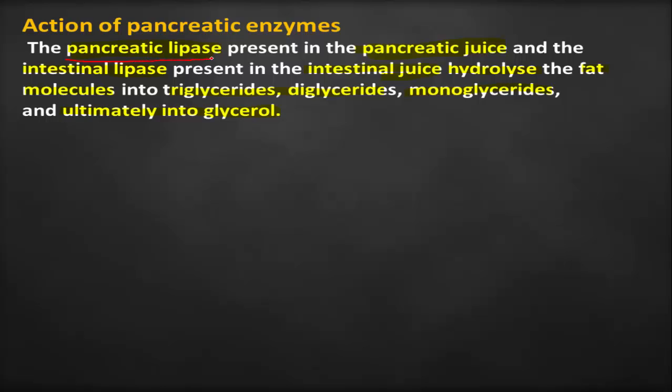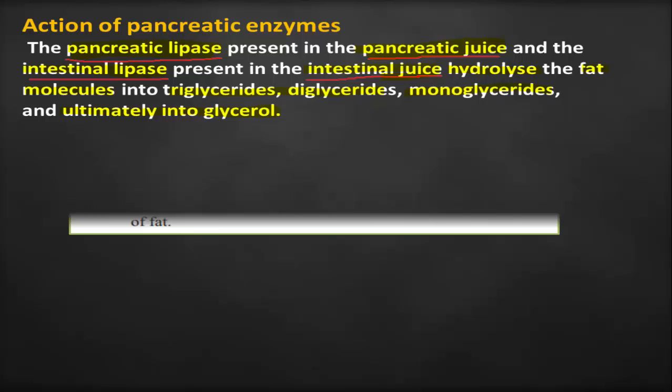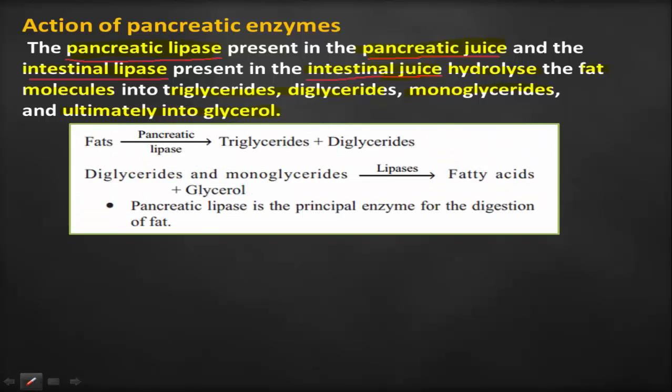So only three enzymes are necessary for the complete breakdown of lipids. One is gastric lipase, which is present in the gastric juice. Another is pancreatic lipase, which is present in the pancreatic juice, and one more is intestinal lipase, which is present in the intestinal juice. Three enzymes along with the bile salts help in complete digestion of the lipid molecules in the alimentary canal. So here is the final representation.